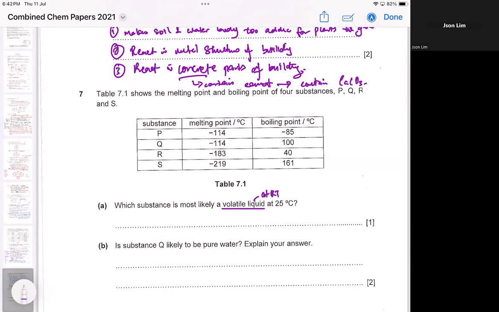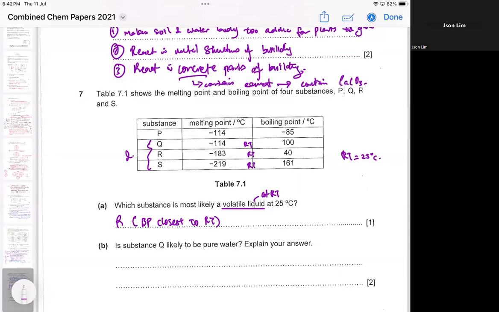So from here, you can see that room temperature is 25 degrees Celsius. We have these three here, they are liquids. Volatile means they boil off easily. So in order to boil off easily, the boiling point must be pretty close to room temperature. So we have R, and the reason is because the BP is the closest to room temperature.